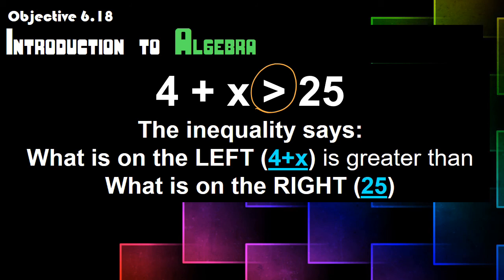So this inequality says that what's on the left, 4 plus x, is greater than what's on the right. So on the right is 25.